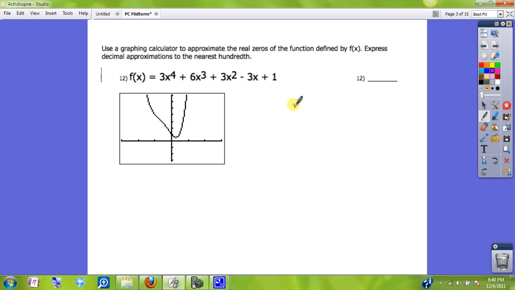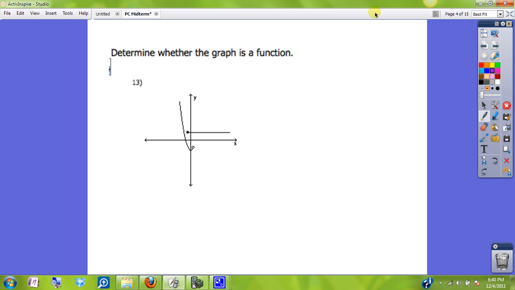Number 12, I like it when it allows us to approximate the real zeros, because then we can just use our second calc key on our graphing calculator. But this one turned out even better, because when I put it into the graphing calculator, there were no zeros or x-intercepts. So the answer would be none. 0 zeros.